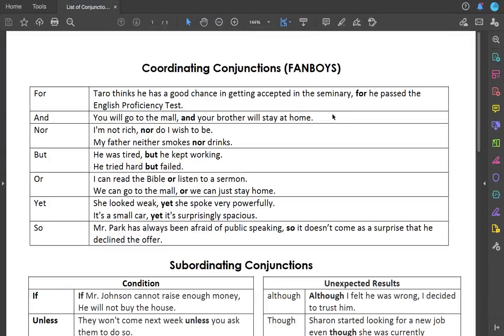So we are going to learn the three categories, and I'm going to explain to you later on why we need to make a distinction between the three. So let's get started.